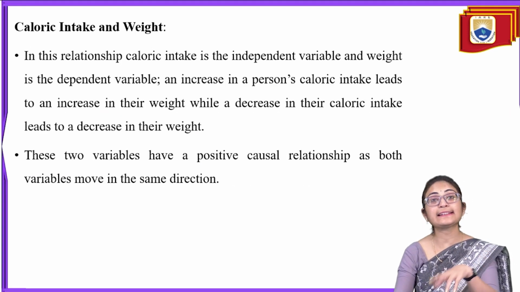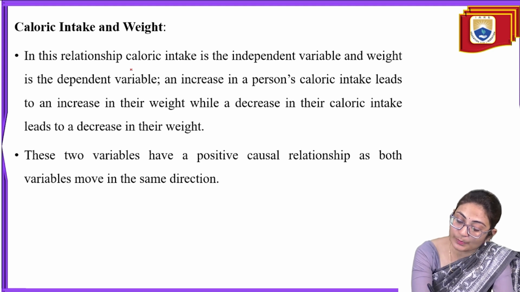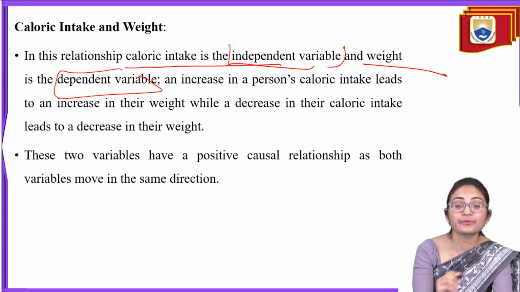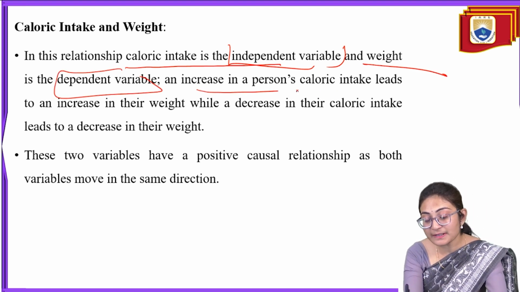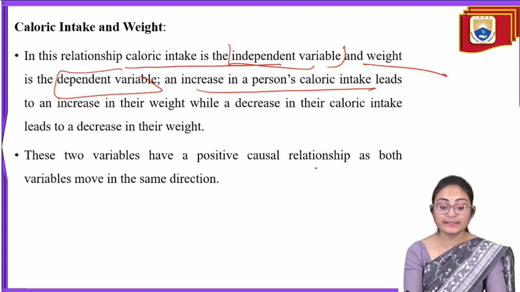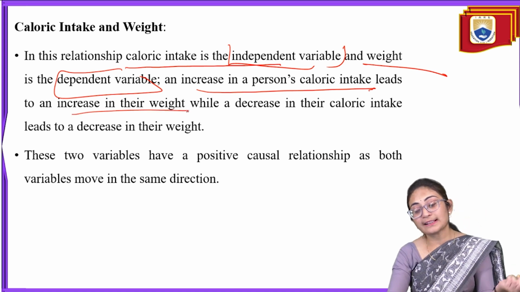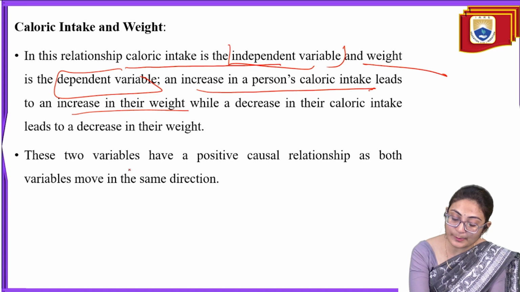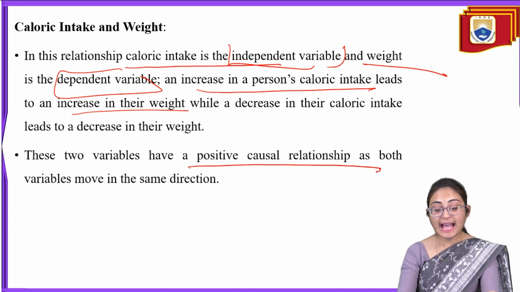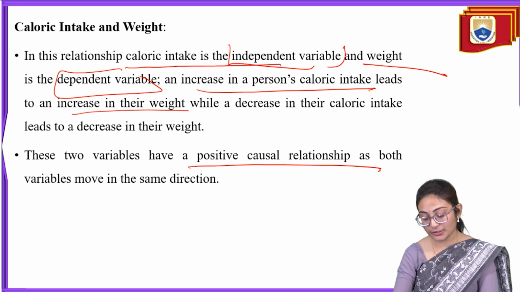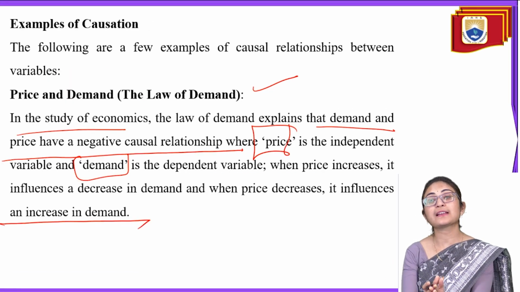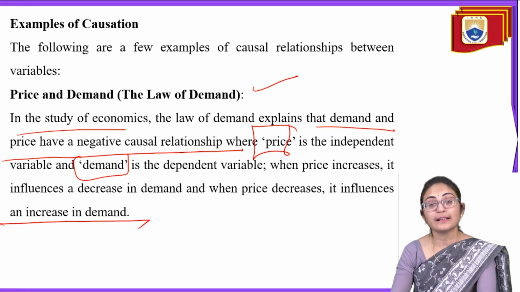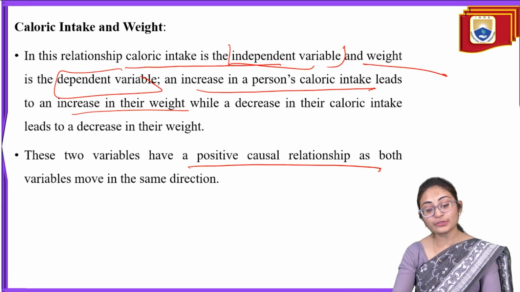Then second one is caloric intake and weight. In this relationship, caloric intake is the independent variable and weight is the dependent variable. So an increase in a person's caloric intake leads to an increase in their weight, and if calorie intake is less, then definitely weight will also decrease. These two variables have a positive causal relationship as both variables move in the same direction. In the previous example, both variables were moving in opposite directions, and that's why negative causation was showing. Here positive causation is showing.